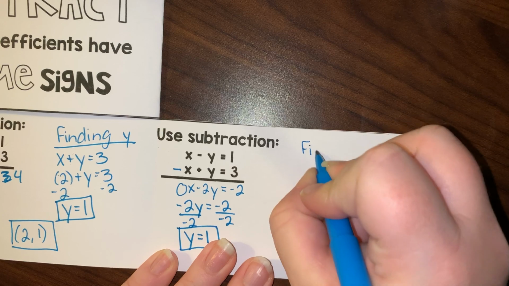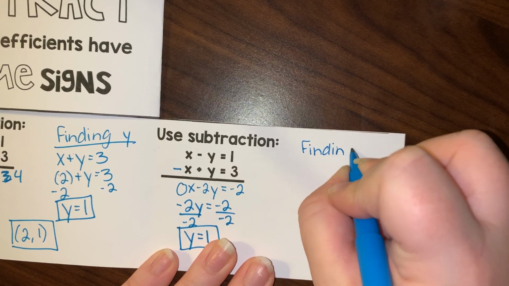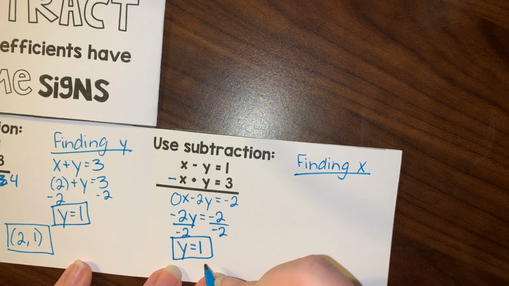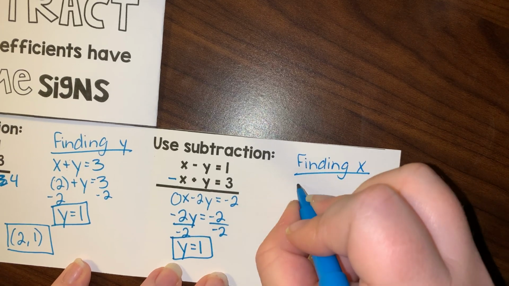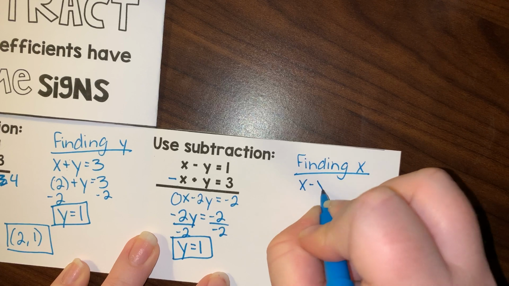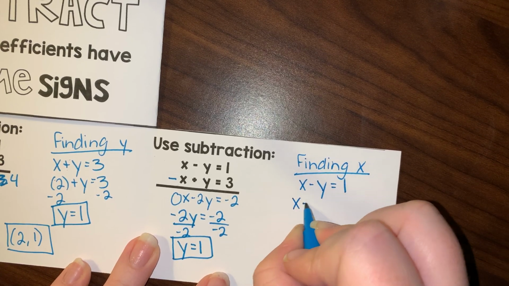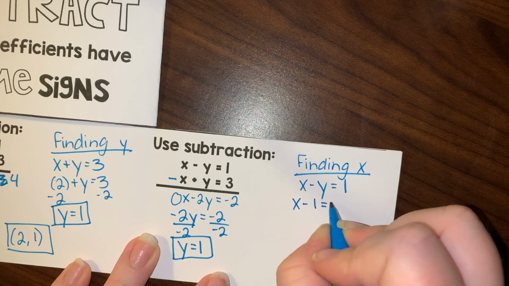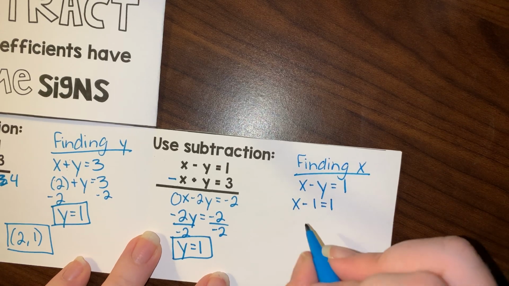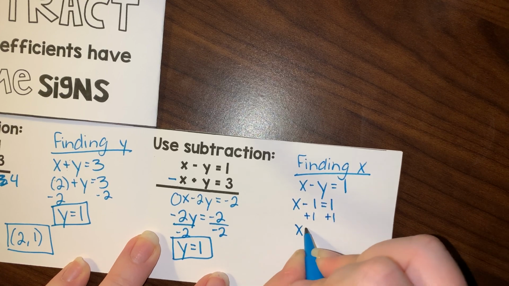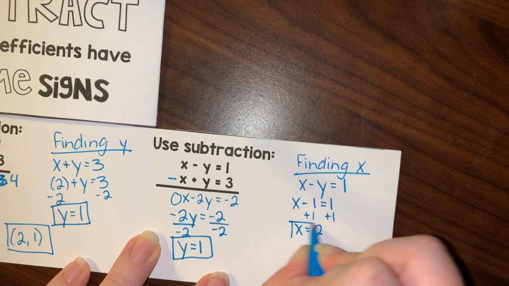So the last step I need to do is find x. I take this y as 1 and plug it into either equation. I'll use the top one. So I know that y is 1. What I can do is add 1 to both sides to get x by itself. So x equals 2.